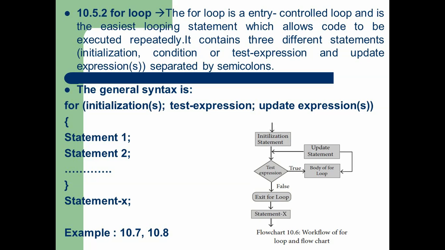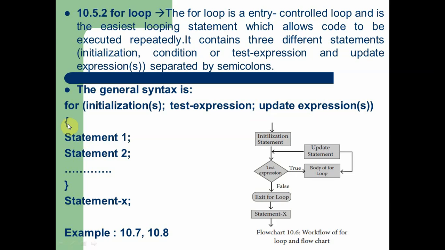It contains three different statements: initialization, condition, and update expression. See the syntax of how we can use the for loop in C++. First we use the for keyword. Within the parentheses we mention three elements: initialization, test expression, and update expression. All these three elements are separated by semicolons. These are the rules, that's why it is called syntax. Syntax means there are some rules to follow. Depending upon the language, the syntax rules may vary.